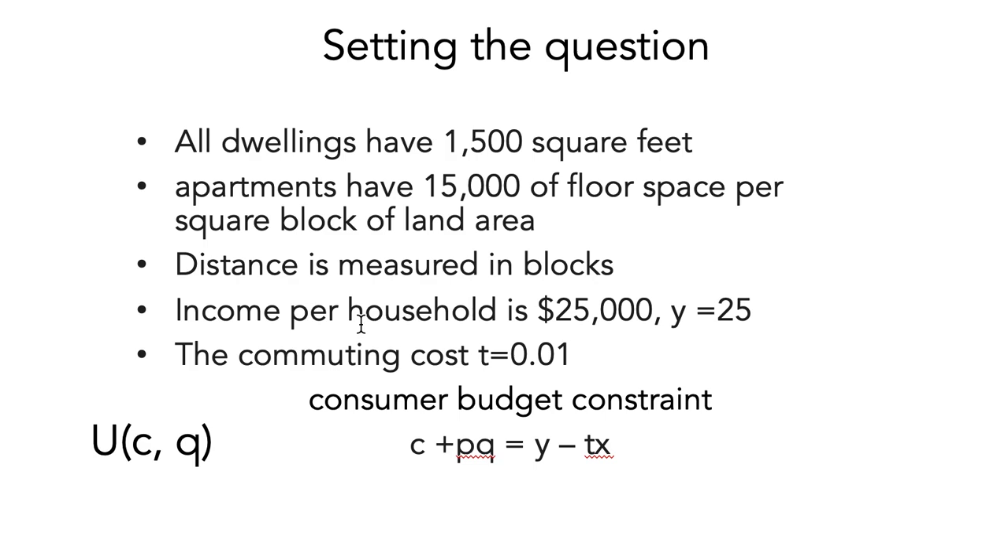The consumer budget constraint is given by P times Q, where Q is how many feet of housing you have, times the price of each foot, and then we add a numeraire that grabs everything else that the consumer buys. We call it C. The utility grows if you have more C, and your utility grows if you have more Q. On the other hand, you have an income of Y minus the commuting costs, which are the cost per block times how many blocks you need to commute.